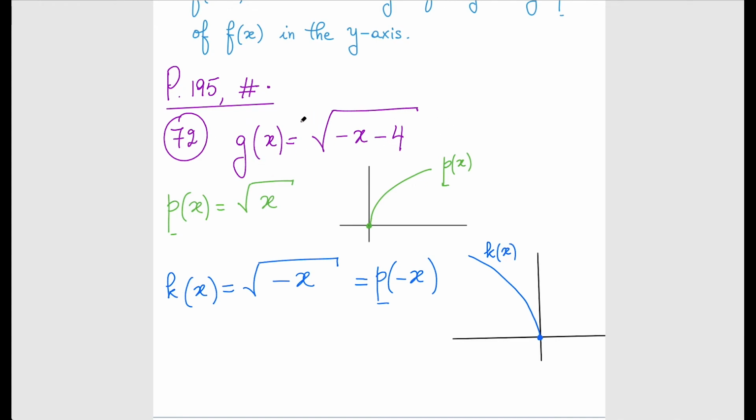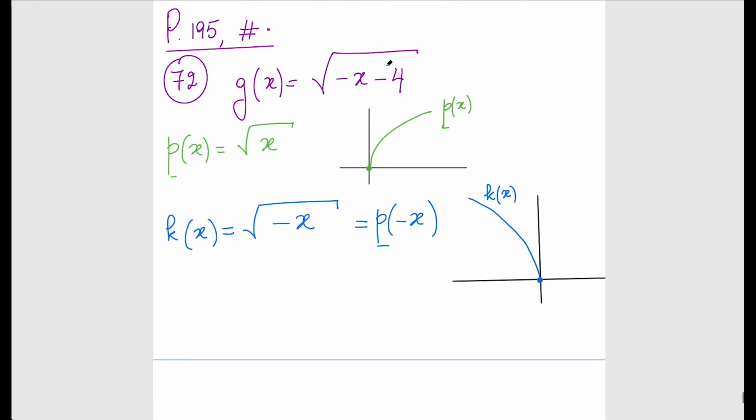Okay, so k is an intermediate function. My eye is on g, right? So one more thing, I'm gonna inject this -4. Okay, what's g of x then in terms of k? g of x is equal to square root of -x minus 4. And what I want is an algebraic connection between g and k. Take a moment to figure that out on your own.